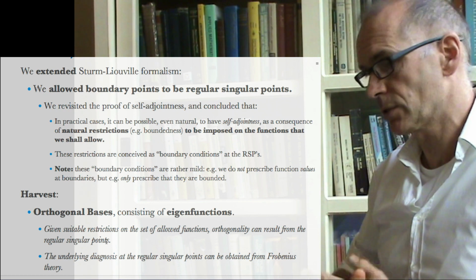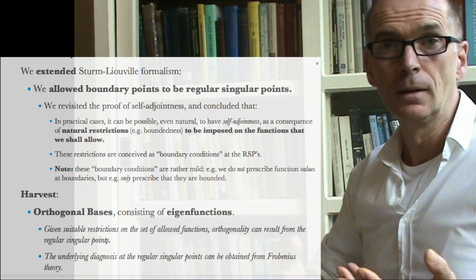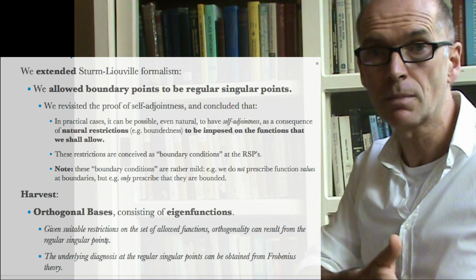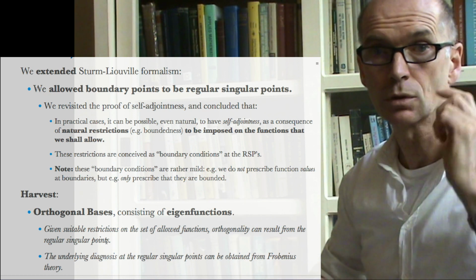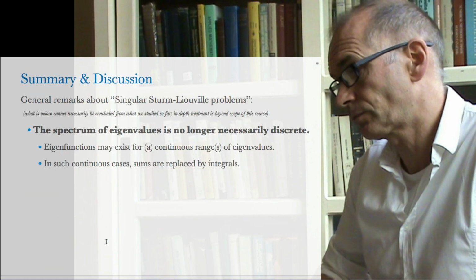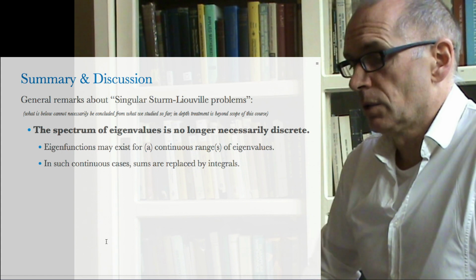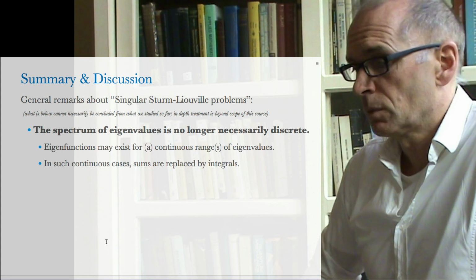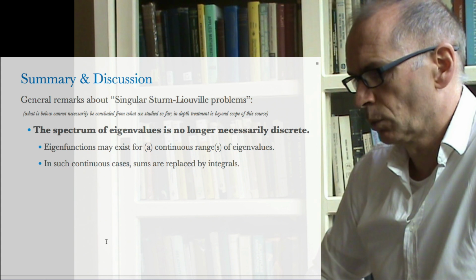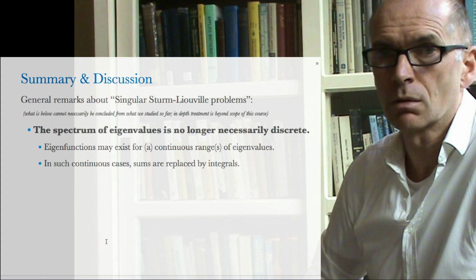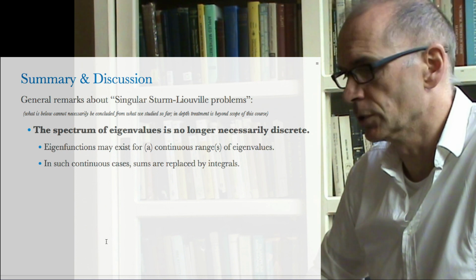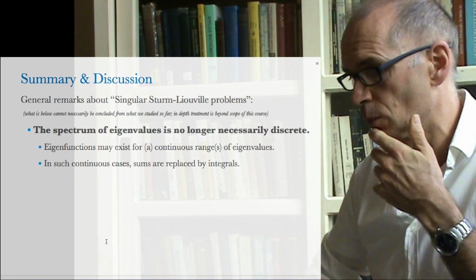So this remark implies that the Frobenius theory is really useful, because it does allow us to come up with a full diagnosis of what happens at the regular singular points to the full set of solutions of the differential operator, and that you want to know. Now then, a last remark about singular Sturm-Liouville problems in general. This is also in the textbook. What is on this slide cannot necessarily be concluded from everything that we did study so far. So this is just additional information that I give without proof.